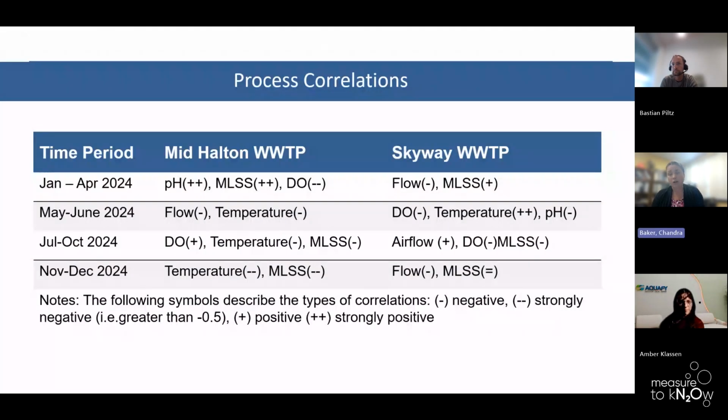Some of the things that we've learned over our baseline year of data are the correlations of what influences our nitrous oxide production. As you can see from these correlations, these things change both seasonally as well as by location. At the Mid-Halton plant, there's a large emphasis on our mixed liquor concentration, the DO, as well as the pH, both negatively and positively. We were able to see changes in how we ran our process, and how that also fluctuates how we see the nitrous oxide being consumed or not.